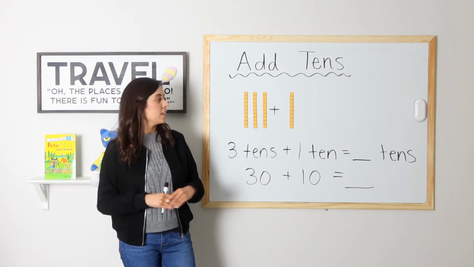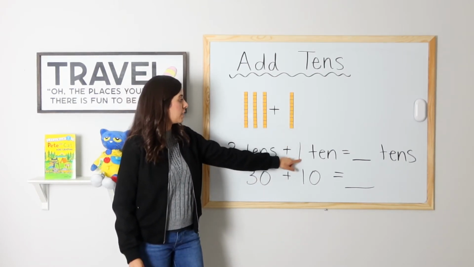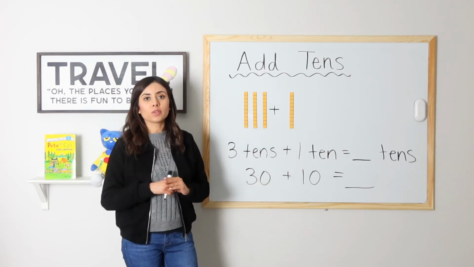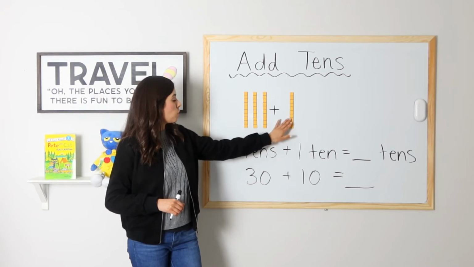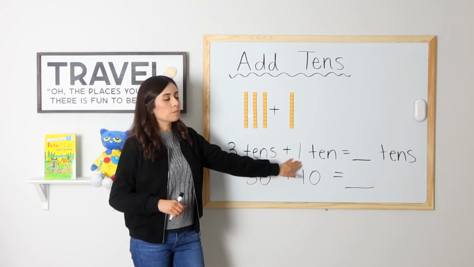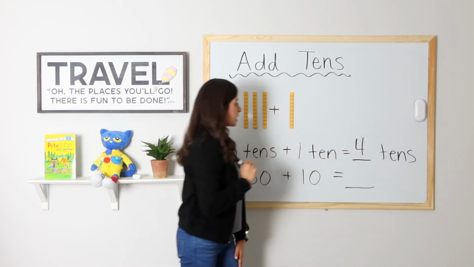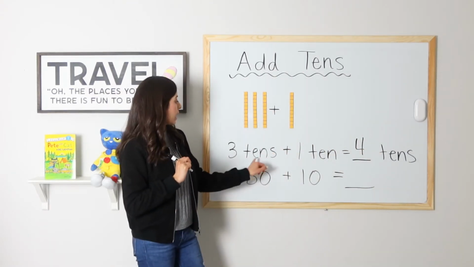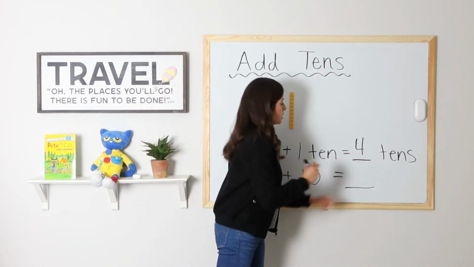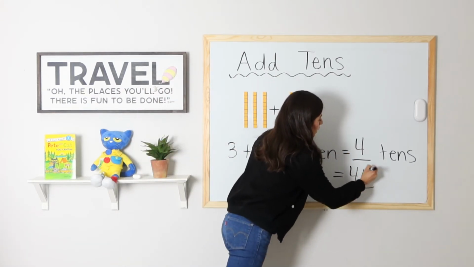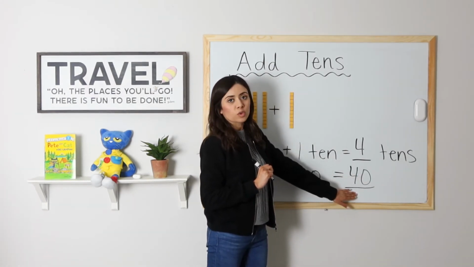Okay, ready? So we have 3 tens plus 1 ten equals how many tens total? Let's go ahead and count up. 3, 4. 3 tens plus 1 ten equals 4 tens. That means that 30 plus 10 equals 40. 4 tens is the same thing as 40.